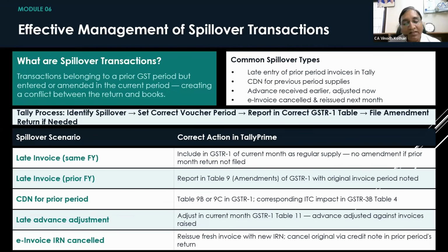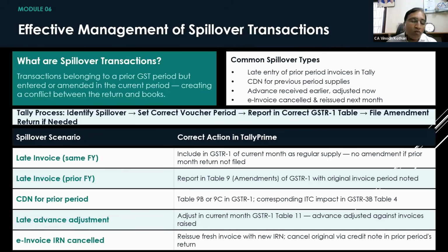But when you prepare this GSTR 9C, there are certain spillover transactions. Spillover transactions means what? Those transactions pertaining to the previous financial year, but entered in the GST return in the current financial year. So you have to be careful about these transactions. Last year's transactions filed in the current returns, and current year's transactions filed in the next year's return.